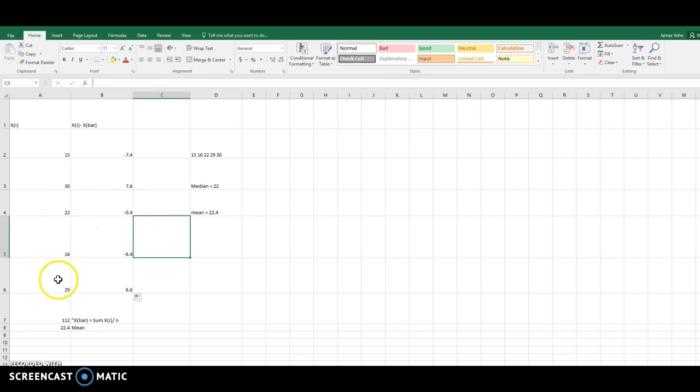This is 22 minus my mean of 22.4. That's negative 0.4. 16 minus 22.4 is negative 6.4. And 29 minus 22.4 is 6.6.